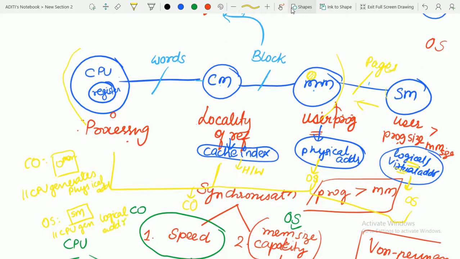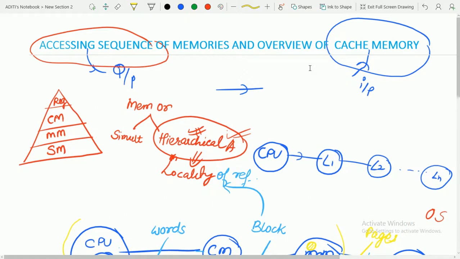I hope all of this is clear to you, and we will study the cache memory in the next lecture. That is all for the accessing sequence of memories.